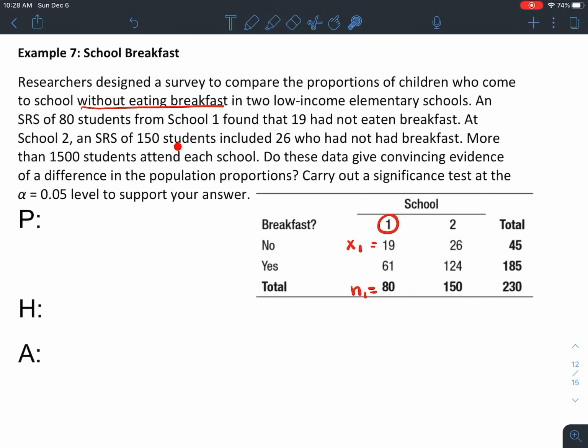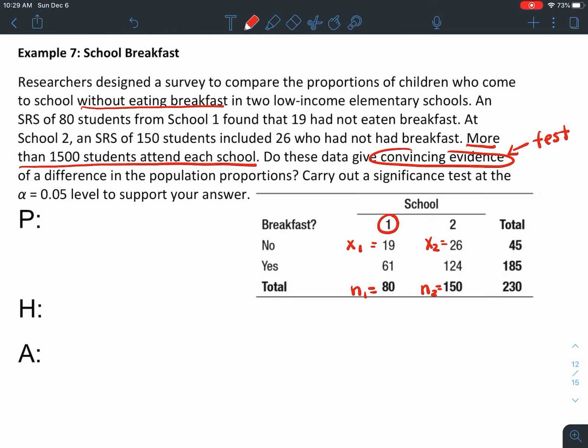Okay, we read on. It says, at school 2, a simple random sample of 150 students included 26 who had not eaten breakfast. So our sample size from school 2 is 150. The number of successes, those who did not eat breakfast, were 26. More than 1,500 students attend each school. Now, this is given to us probably, so when we get to the 10% condition, we know that we're staying underneath that population size.